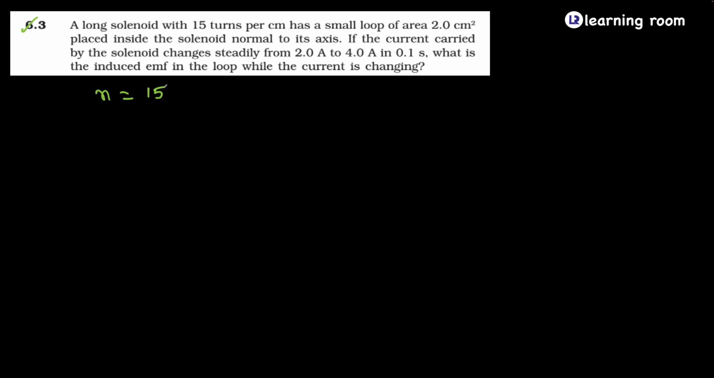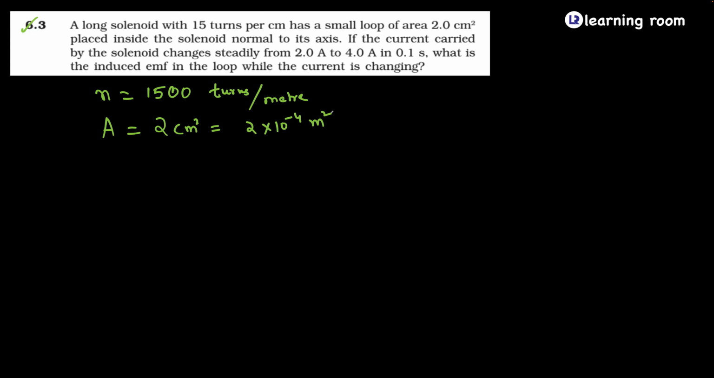So everything is in terms of centimeters. 15 turns per centimeter means 1500 turns per meter. I'm converting everything to SI units. 1500 turns per meter, that is the value of small n. So area is equal to 2 centimeters square, which can be written as 2 into 10 power minus 4 meters square, right?